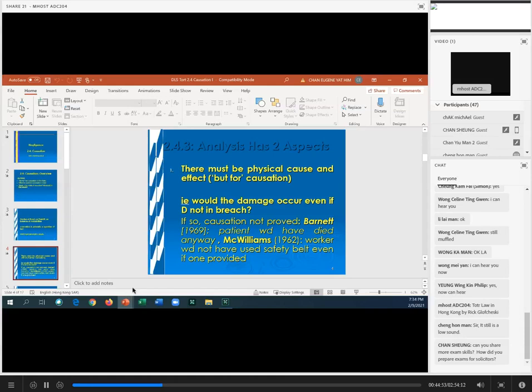But in Barnett, they drank tea and got sick. Why did they get sick? Because the tea was laced with arsenic. So when they got sick, they went to the casualty ward of the hospital for treatment.